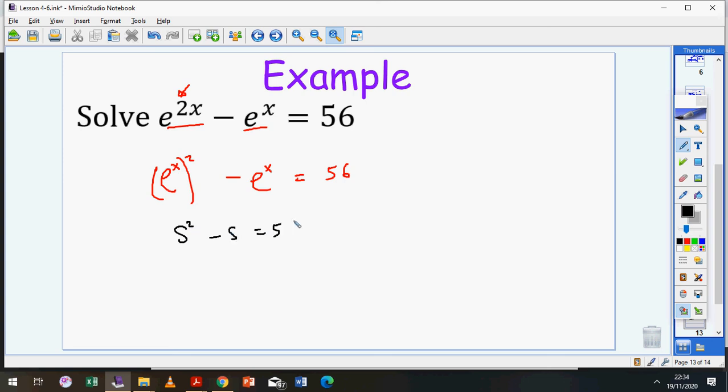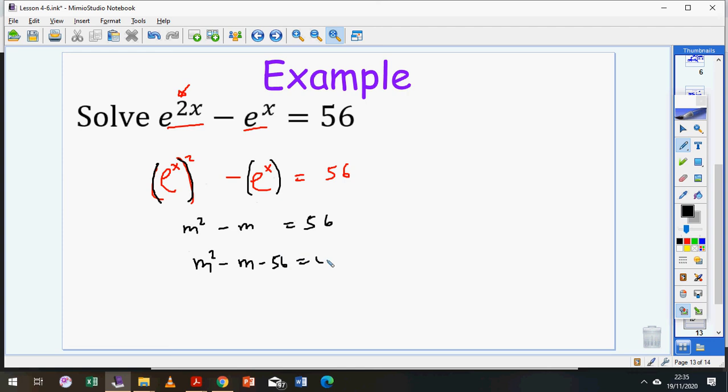As a quadratic equation, s squared... s is a bad letter. I was thinking of short. Let's try another letter, m squared minus m equals 56. So where you see m, it's just standing for e to the power x. This whole thing, e to the power x, I'm just replacing it with an m, just so I can work with this in an easier format for me to understand. As a quadratic equation, this is m squared minus m minus 56 is equal to 0.